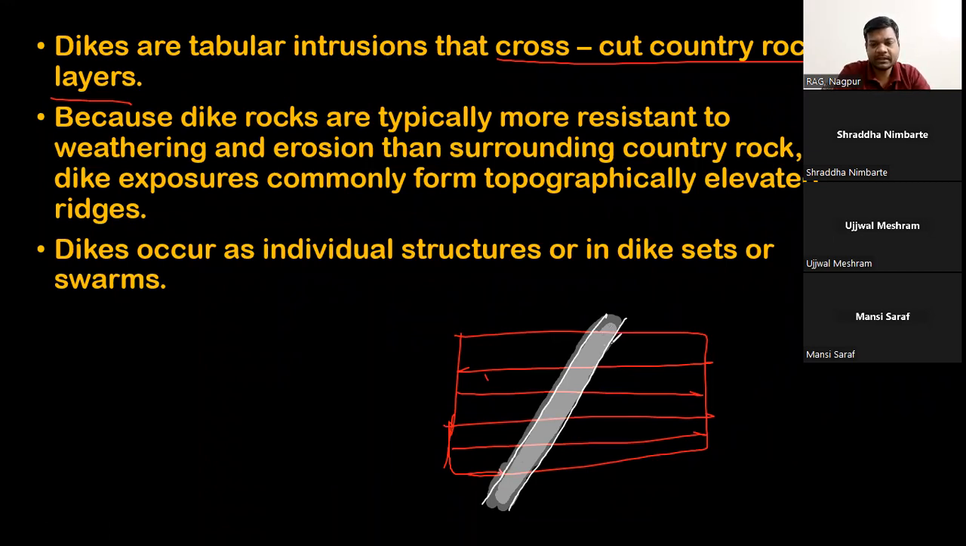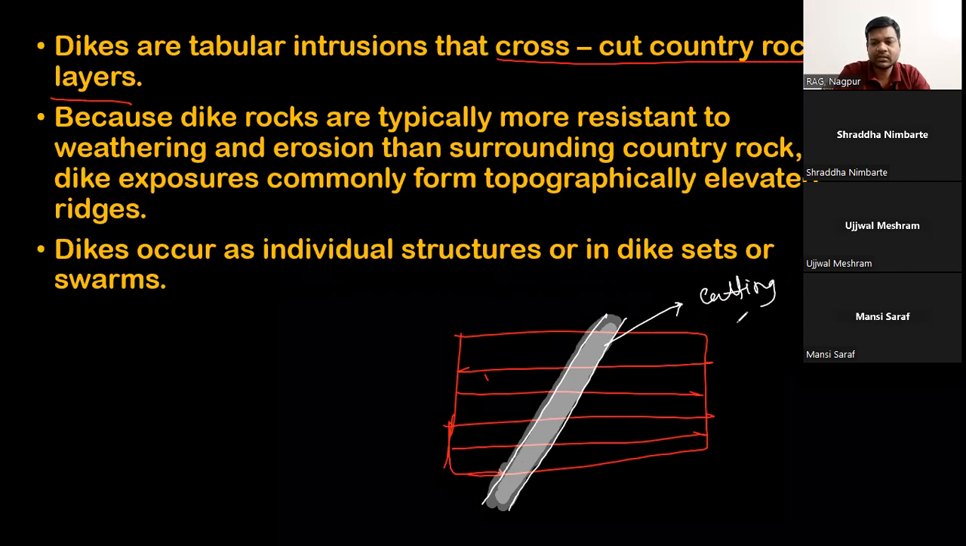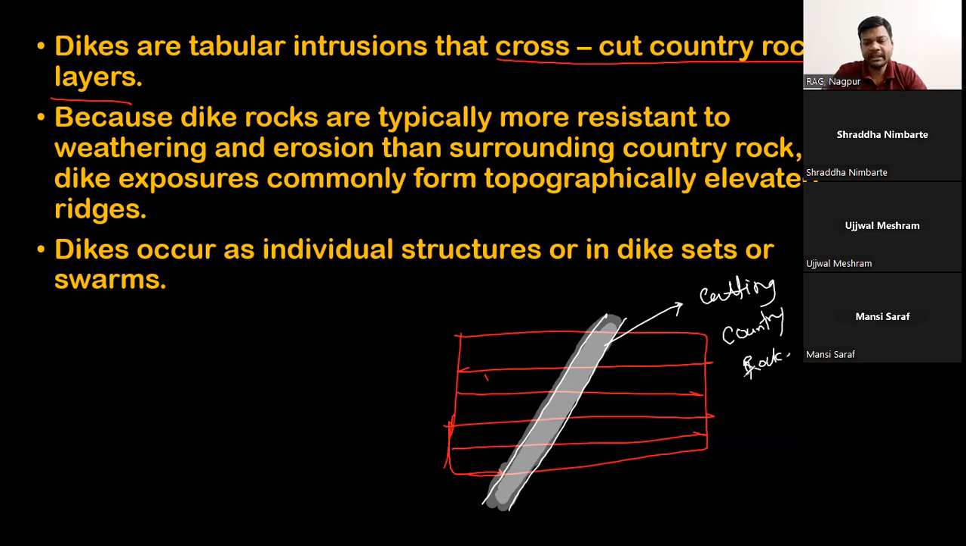This magmatic intrusion cuts the country rock. It will cross cut the country rock like this. It won't follow any type of parallelism or any kind of plane of weakness. It will just break the rock, or cross cut the rock, and come on the surface.